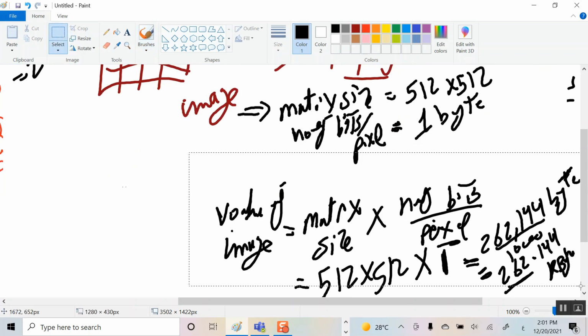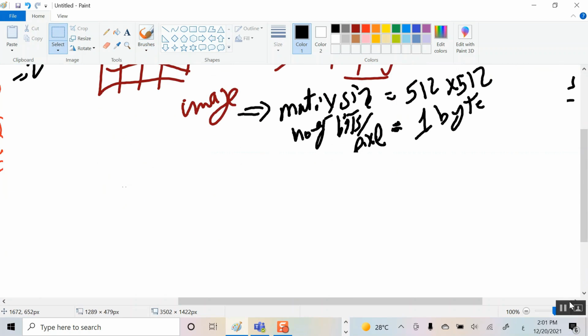For a single image, if you have, for example, 500 images, then the size would simply be 500 times the size of a single image, which is 262 kilobytes.